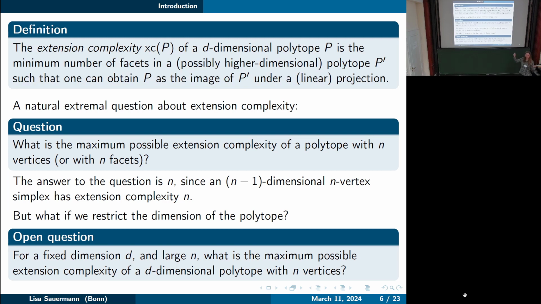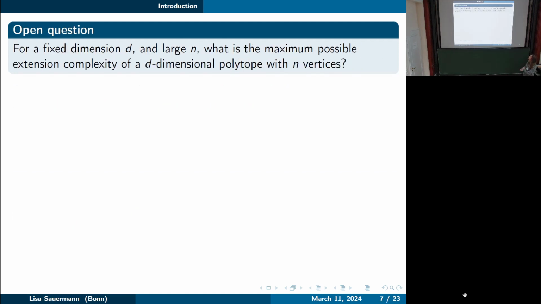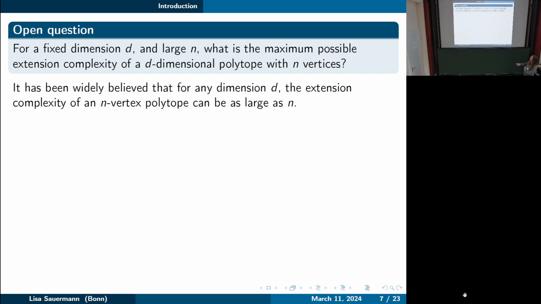But note that this simplex is very, very high dimensional. So it's natural to ask this question also if we restrict the dimension of the polytope. So for a fixed dimension d, for example d equals 2, and large n, what is the maximum possible extension complexity of a d-dimensional polytope with n vertices? Okay, so here's again this question, and it's been widely believed for a long time that the extension complexity could still be as large as n, even if you restrict the dimension. So even if you force the dimension to be, say, 2, it was widely believed that the extension complexity could still be as large as n.